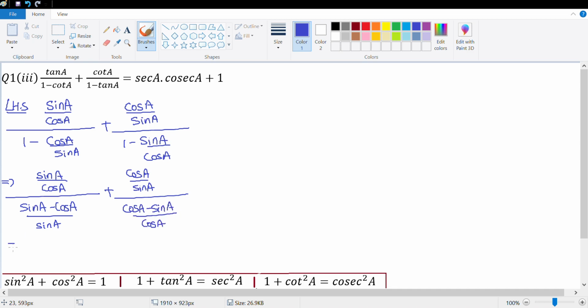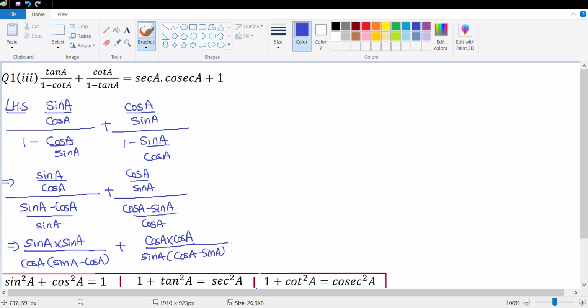So this is division of fractions, so let me just convert this into multiplication. So this would become sine A times sine A upon cos A times sine A minus cos A, correct? Plus this becomes cos A times cos A upon sine A times cos A minus sine A. Done. Let's see if I can do something now.